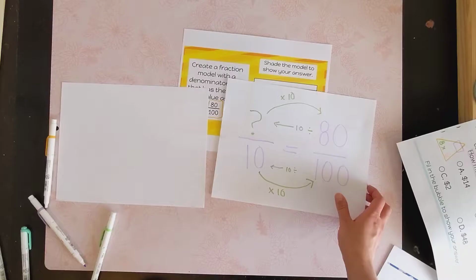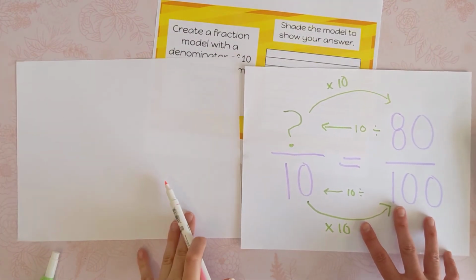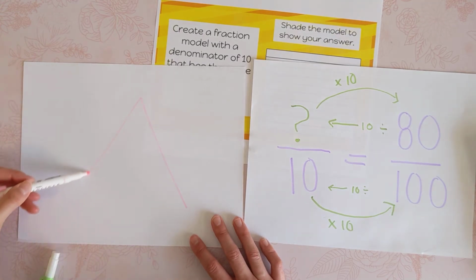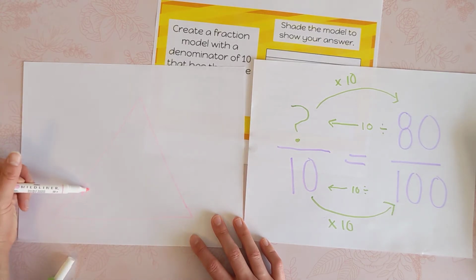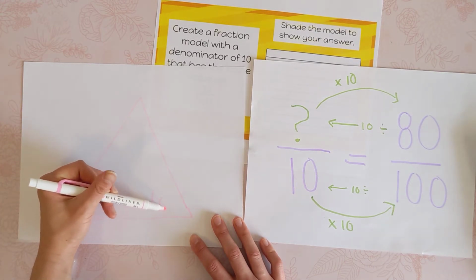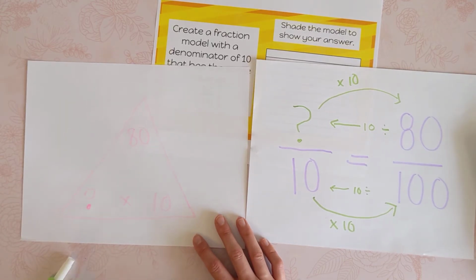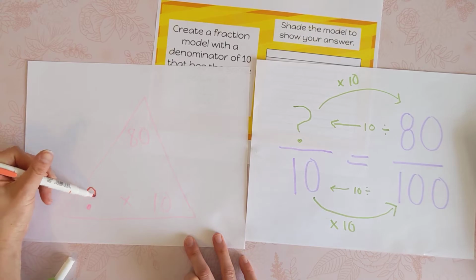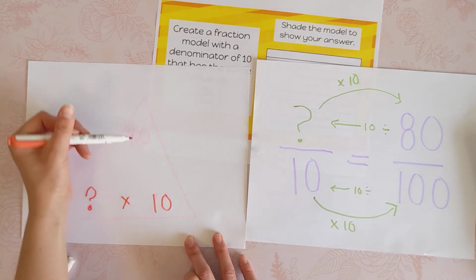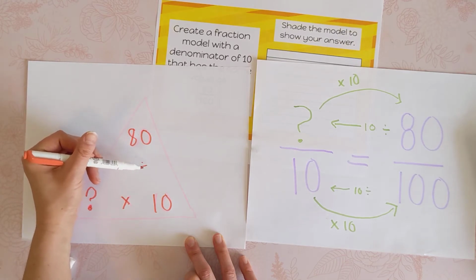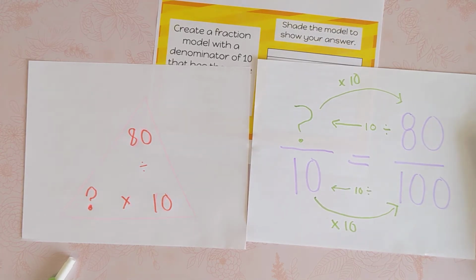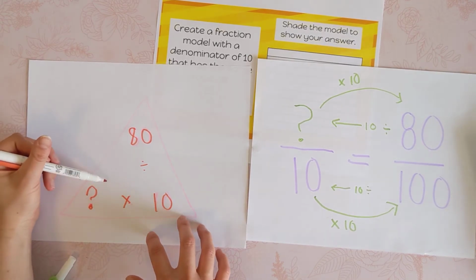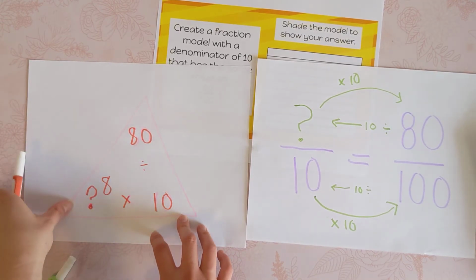Okay, so all right, we're saying question mark times 10 equals 80. Question mark times 10 equals 80, or 80 divided by 10 equals... Well, anytime that you divide by 10, you're just taking away a 0. So 80 divided by 10 is 8. And you can check it. 8 times 10 is 80.